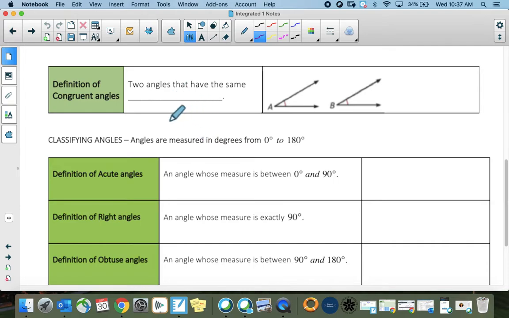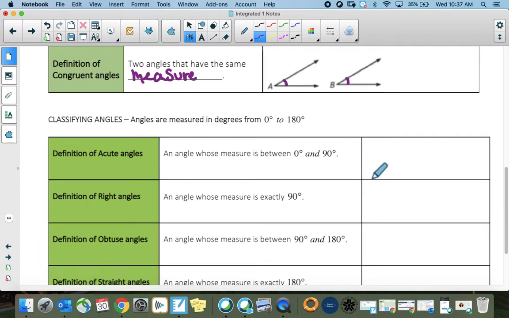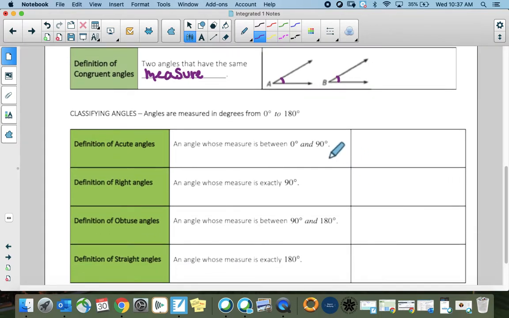congruent angles. 2 angles that have the same measure are congruent. Okay, 2 angles that have the same measure. So angle A is congruent to angle B because their measures are the same. Okay, now we're going to classify angles. This is actually nothing new for you guys. You guys have done this before. So we're going to classify angles that have a measure between 0 and 180.